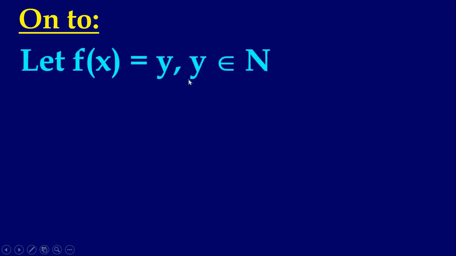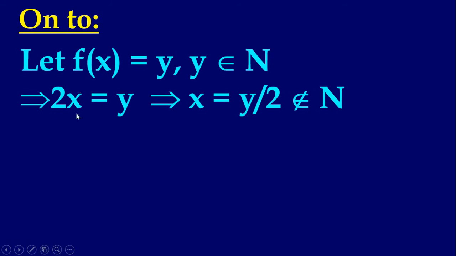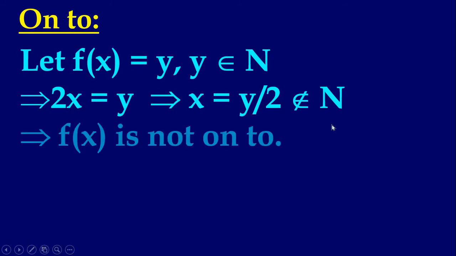So next we check whether the function is onto. We take f(x) = y and y belongs to N. Here f(x) = 2x, so therefore 2x = y, and we solve for x, so x = y/2, but y/2 does not belong to the natural numbers. Suppose you consider y = 1, then we get x = 1/2, so 1/2 does not belong to N, so therefore this function is not onto. Therefore f(x) is not an onto function. So this function is 1-1 but it is not onto.